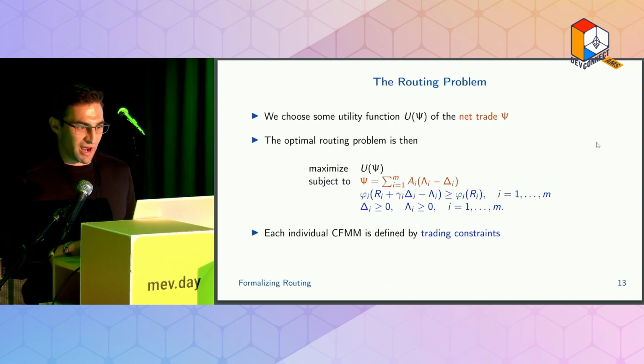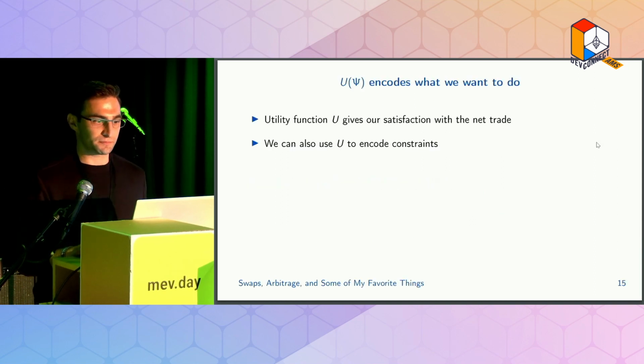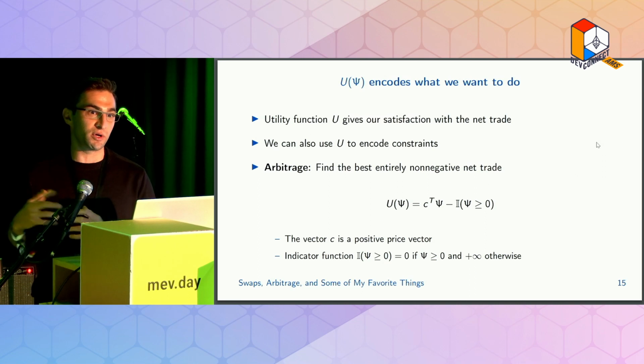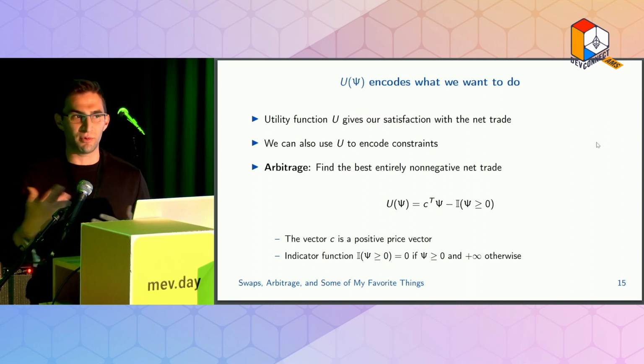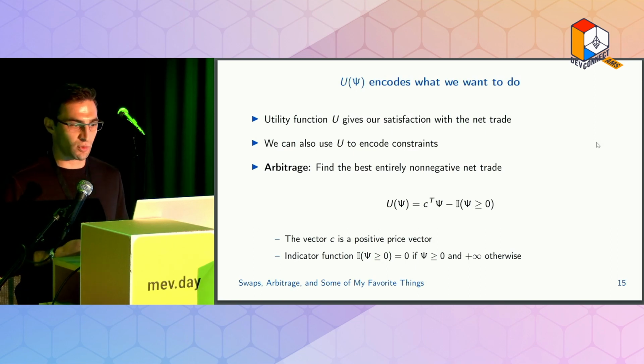So we can use this routing problem to talk about things like swap, arbitrage, et cetera, by encoding those in that utility function U. And this is, again, what gives our satisfaction for the net trade that we make. So for example, for arbitrage, we have some external prices, say from an infinitely liquid reference market, or our own internal prices, or maybe we only want ETH out of the arbitrage, so we set everything to 0 except for the price of ETH, which we set to 1. But essentially, optimal arbitrage is finding the best net trade, subject to that net trade being entirely positive. So we don't actually put any money into that net trade, it's only extracted.